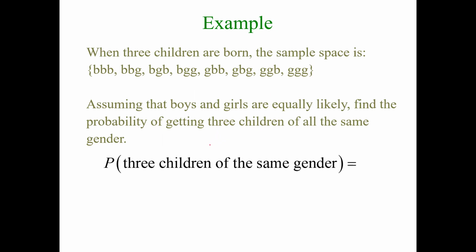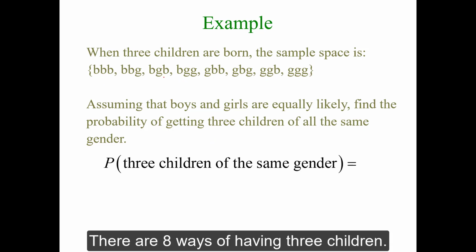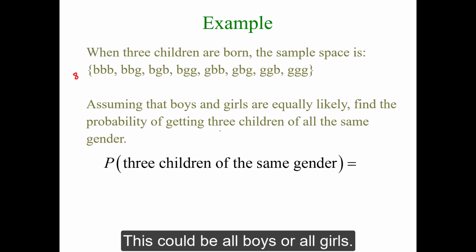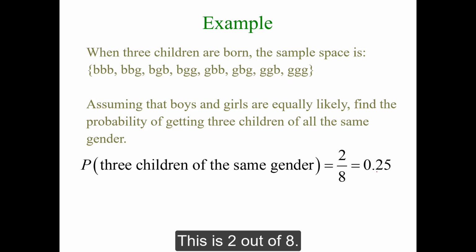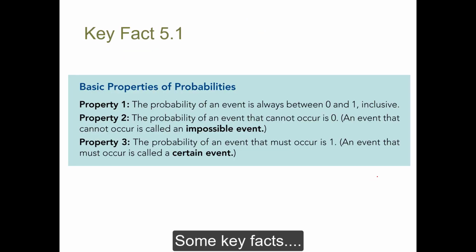When 3 children are born, the sample space we said was this lovely thing. So notice there's 1, 2, 3, 4, 5, 6, 7, 8 ways. Assuming that boys and girls are equally likely, find the probability of getting 3 children of all the same gender. So all boys, or it could be all girls. So that would be 2 out of 8, which we said was 1/4. Oh, and I think I actually have that. Yep, 0.25.